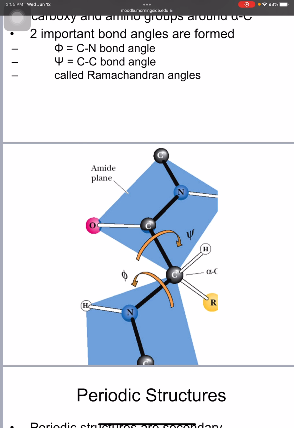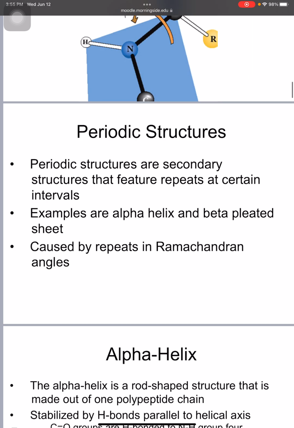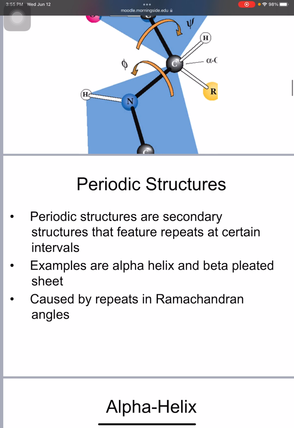right? And the pattern that they make as a result of this attraction will indicate what type of secondary structure you have. Let's see. So, like I said, by far the most common examples of these are the alpha helix and beta pleated sheets. And so these are examples of what we call periodic structures, aka secondary structures. And basically, they have a pattern, right?